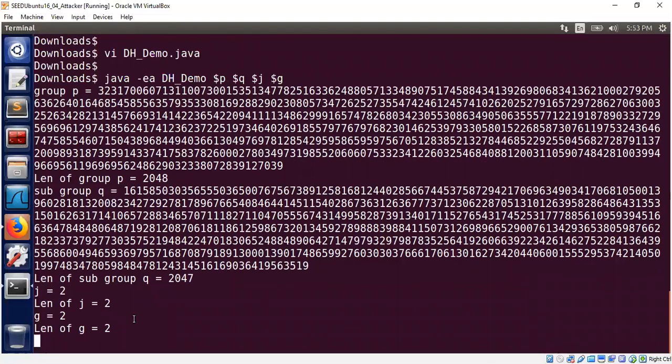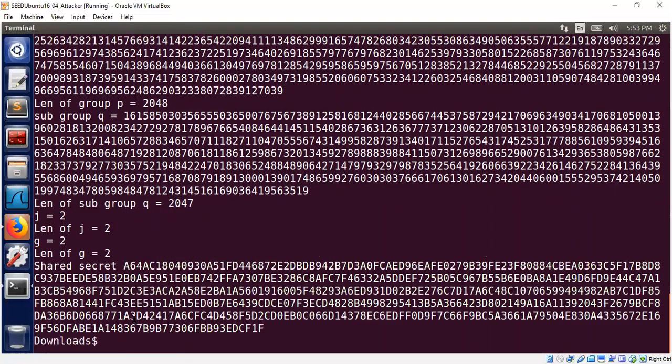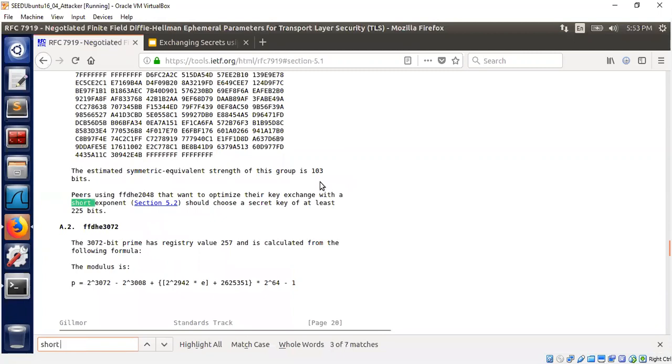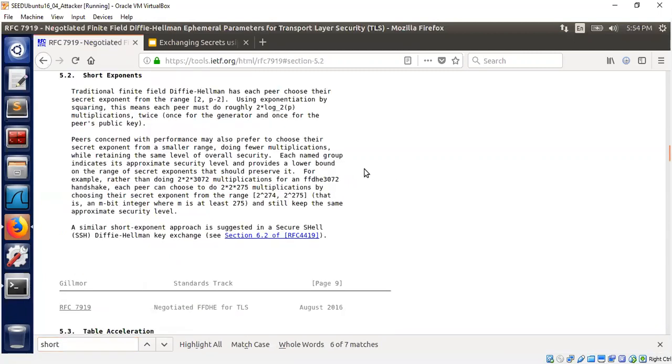In the next part of the demo, I will show you a more generalized version of it because the RFC allows us to use something called short exponents. The idea of a short exponent is pretty cool. Instead of working with P equal to 2Q plus 1, we would be working with group primes with more structure inside, which will make the algorithm much faster. I'm going to show you the details in the next part of the demo.